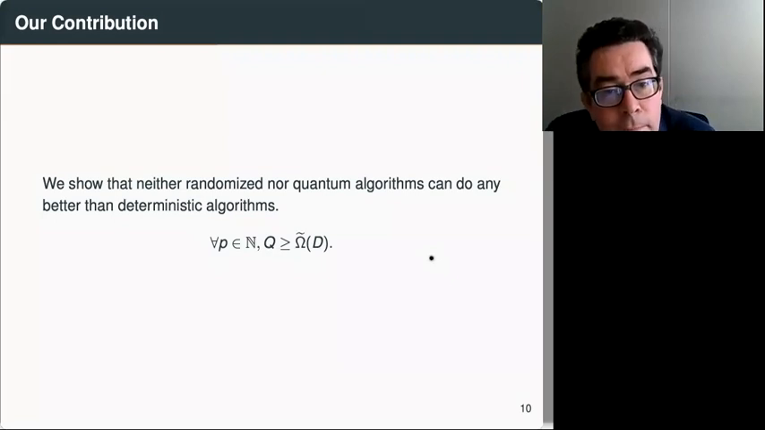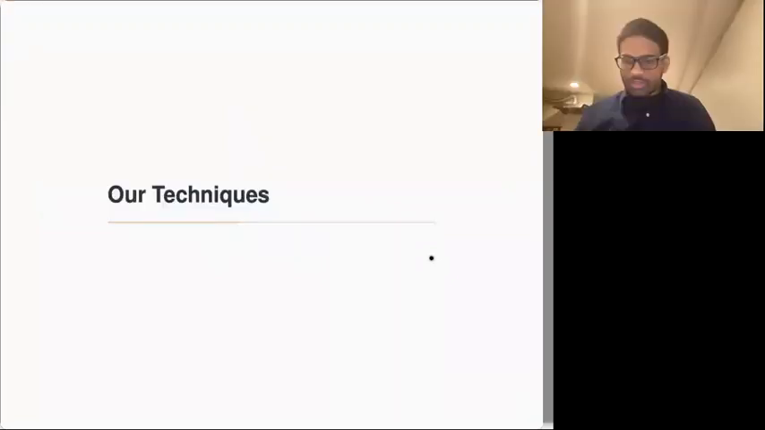All right, so our lower bounds, all of them use pretty much the same kind of functions. So let's introduce those functions.